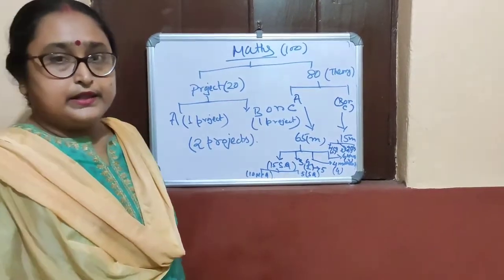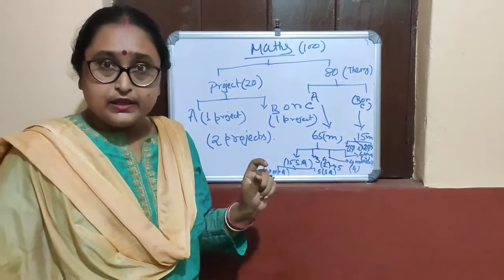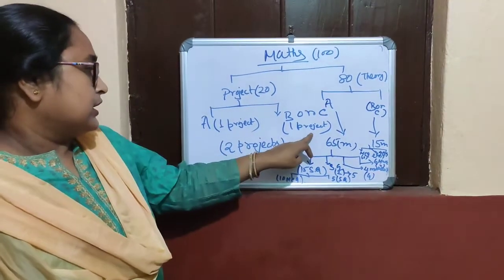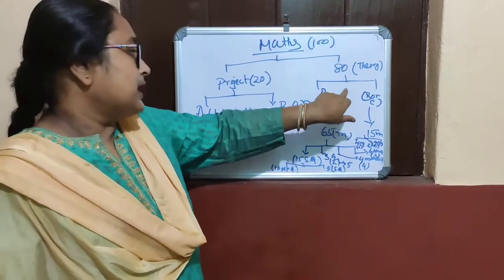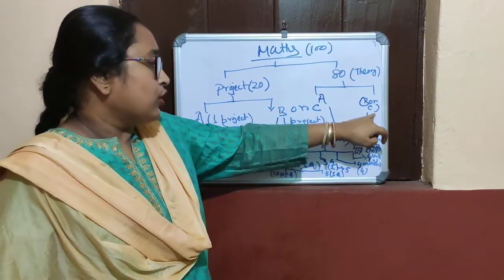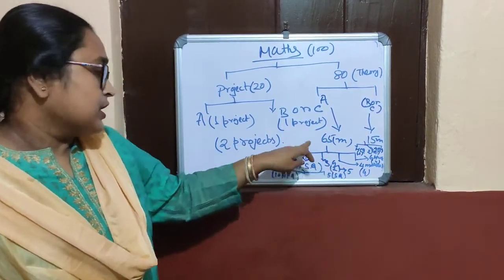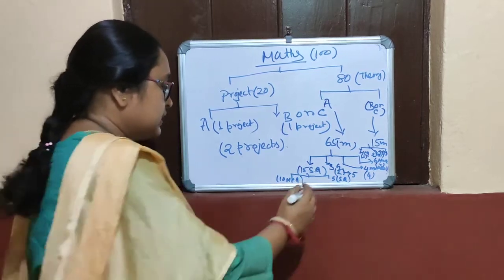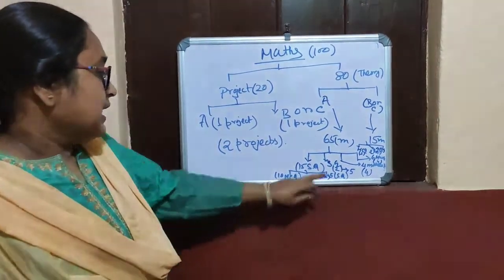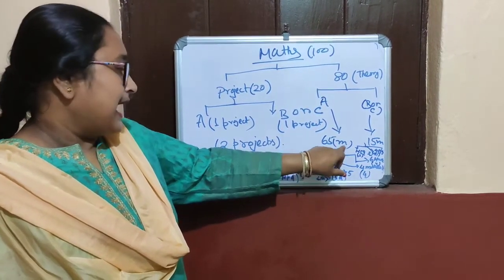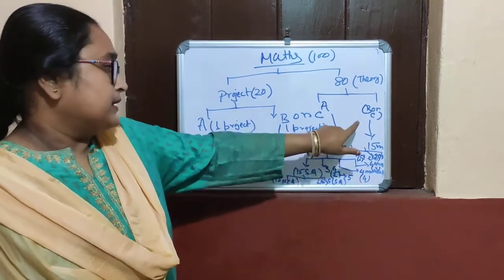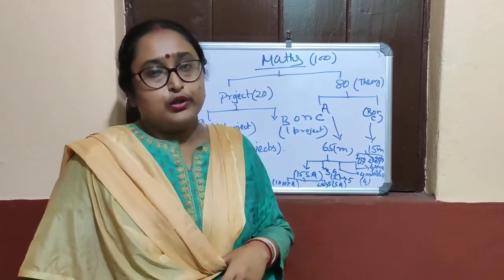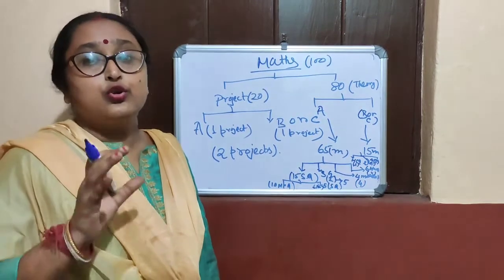Okay, am I clear? Now this is the total syllabus of maths. 20 marks project, 80 marks theory. Two projects you have to attempt. First one you take section A and second either you take B or C, only one project. And 80 marks having two parts. Either you attempt B or C. A section 65 marks and B section or C section 15 marks. In 65 marks, 15 marks short questions: 10 MCQ and 5 short questions, each 1 mark. Then short question 2 marks 5, and 4 marks question 4 and 6 marks question 4. And here B and C 15 marks: 5 MCQ, 2 marks question 1 and 4 marks question 2. Okay, now this is your total question pattern.